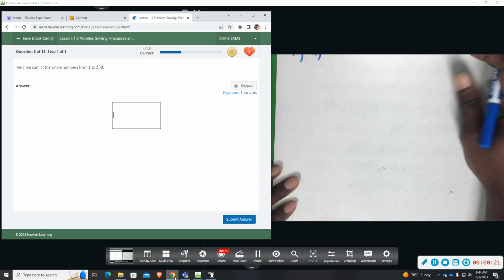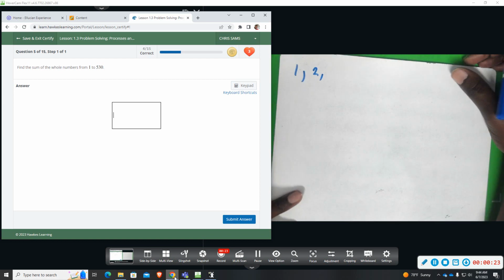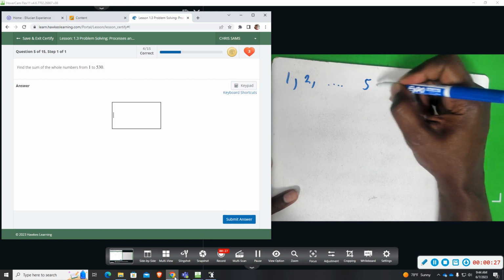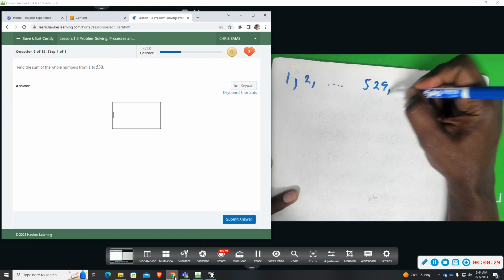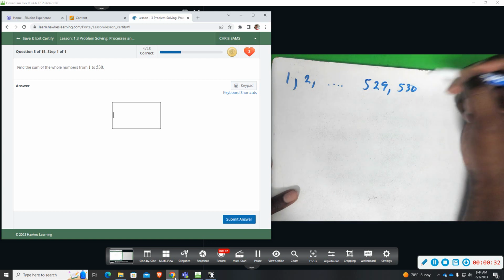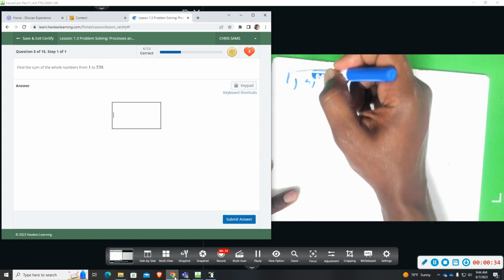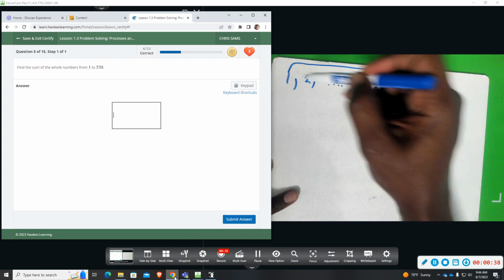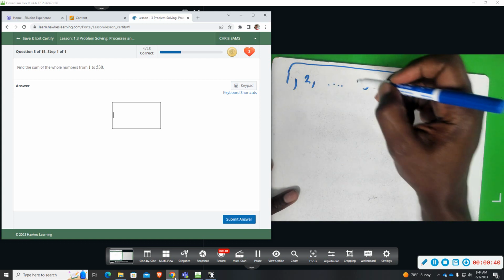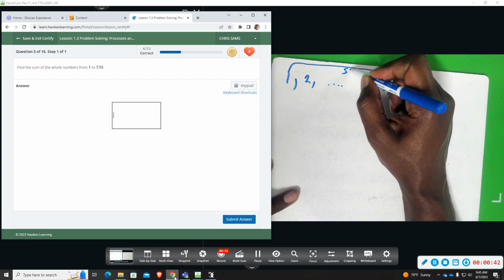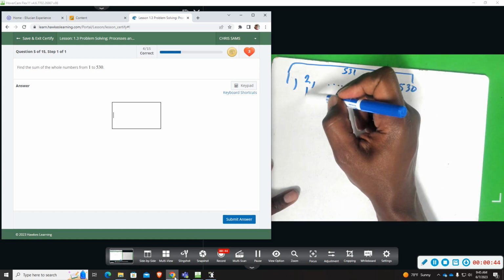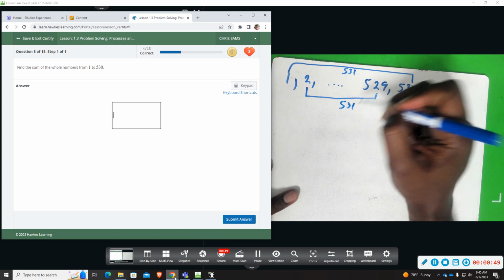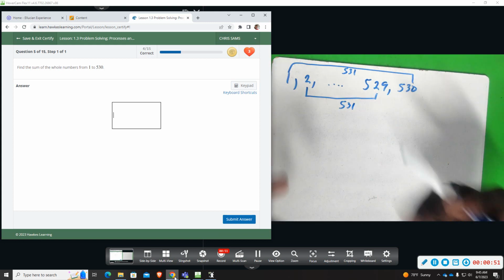So I'm just going to show you. I'm sorry, running off the screen. So I'm just listing 1, 2, dot, dot, dot, 529, comma 530. So what they do in the system is they're going to be adding up the outside numbers. So if you add up 1 and 530, that's going to give you 531. If you add up 2 and 529, it's going to give you another 531. And that's going to be the same all the way in.